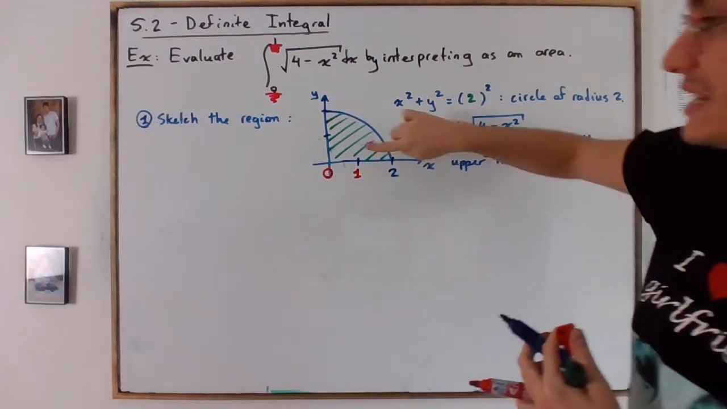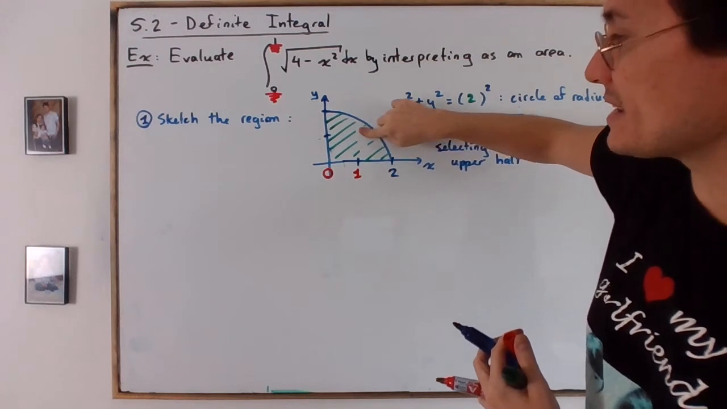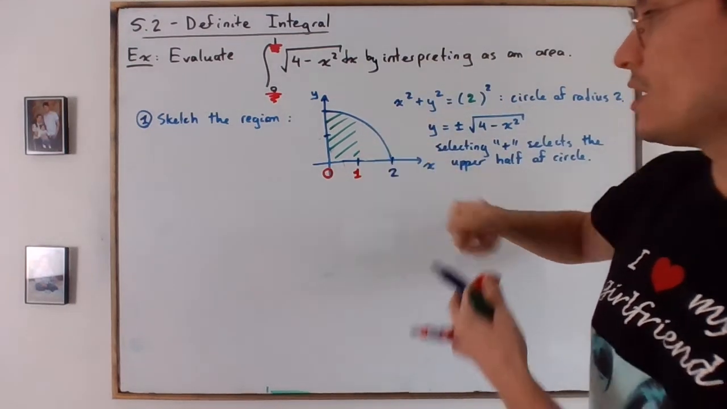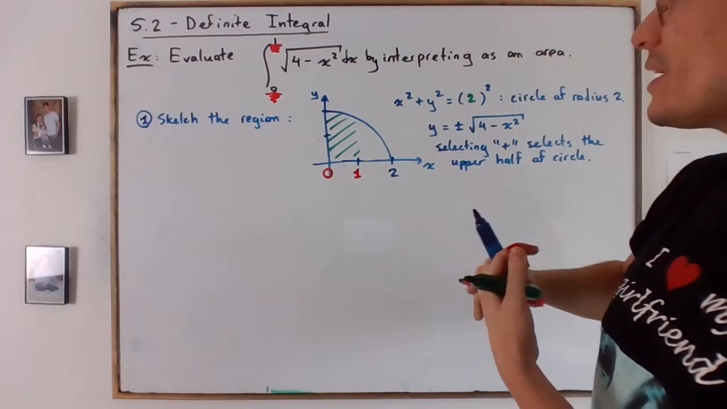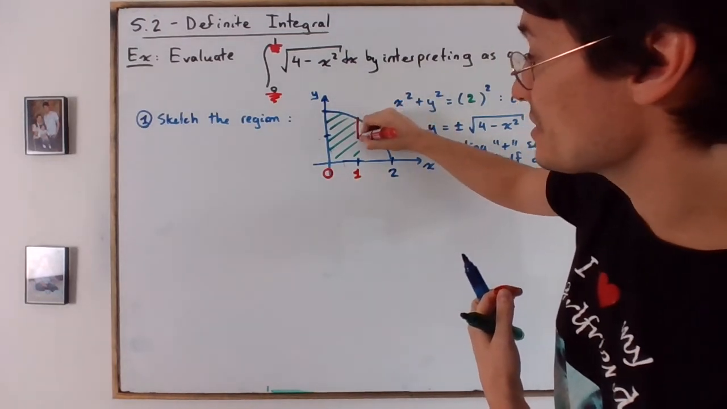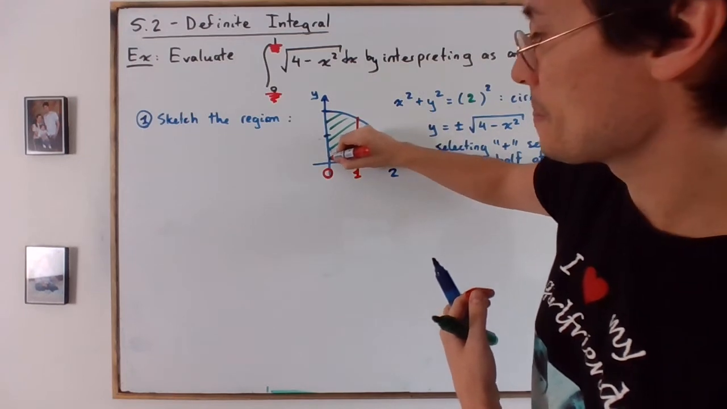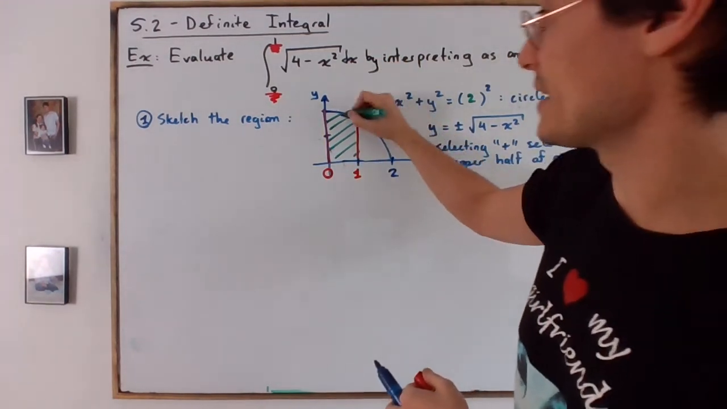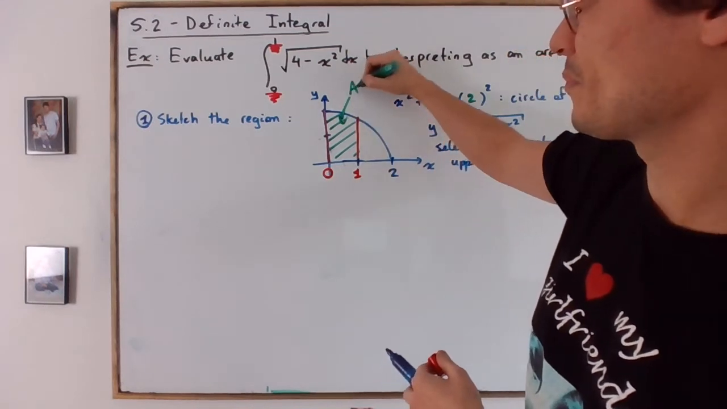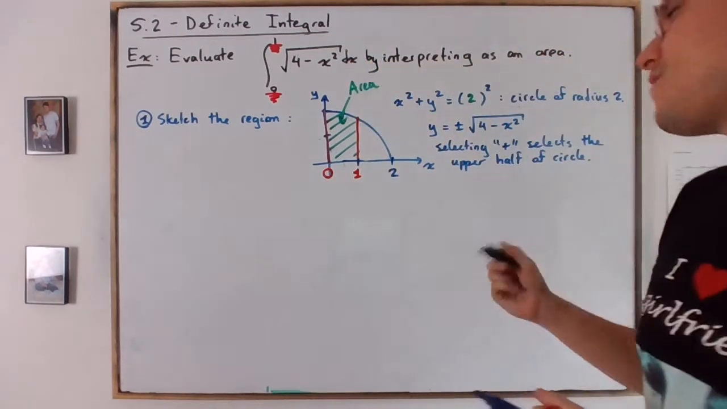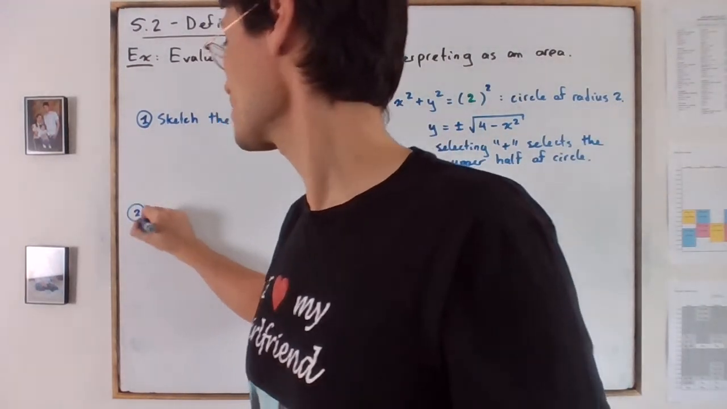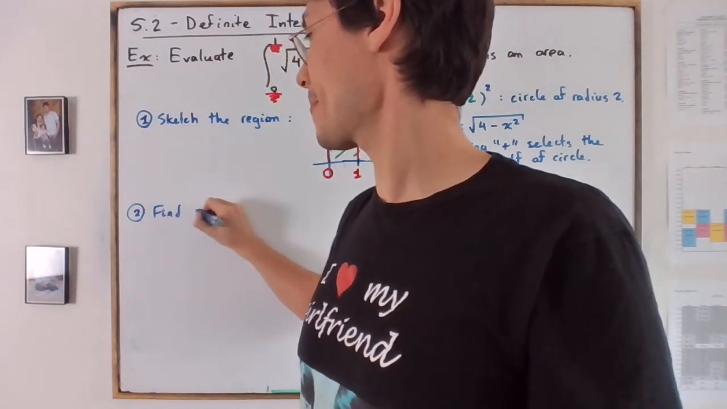So what it means is that we're not really interested in this. We're interested actually only in this region, from here to here. This is the region we are interested in. So this is the area. Now to find the area of this region.